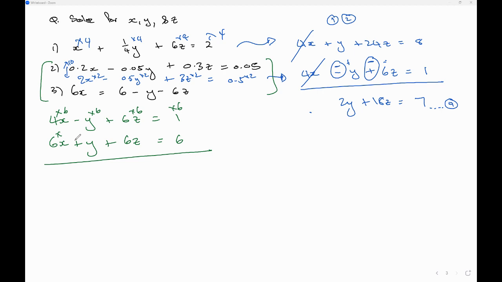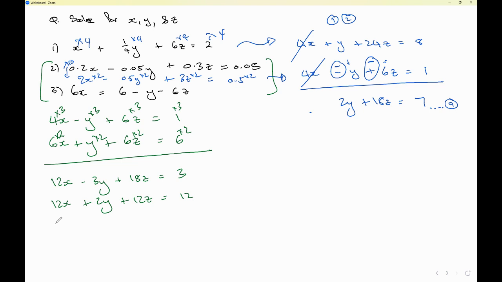So this is the method of elimination. If I go and multiply this by, I can actually see 4 and 6 can divide into 12. So I'd rather go with 12. I'll multiply this by 3, multiply this by 2. Make sure that you multiply every single term by that as well. So this is going to be multiplying by 2 across here. This is going to be 12x minus 3y plus 18z equals 3. That'll be 12x plus 2y plus 12z equals 12.